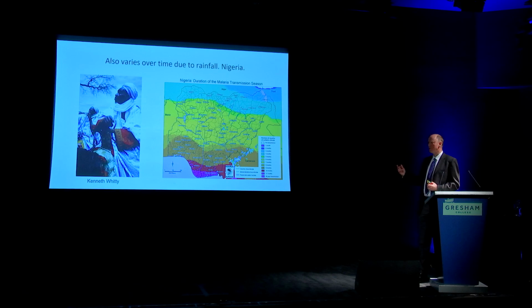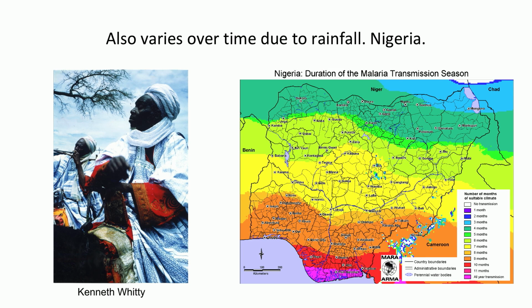It also varies over time. And because the rains in most places are very seasonal, the UK is exceptional in that sense, the mosquitoes will only tend to be there in large numbers during the rainy season, the monsoon season around the world. And that usually is, in very highly seasonal areas, only for a few months. So this is Nigeria, the north of Nigeria, where this very distinguished emir is from. And in the south of Nigeria, where it's very hot and swampy, there's malaria all the way through the year.